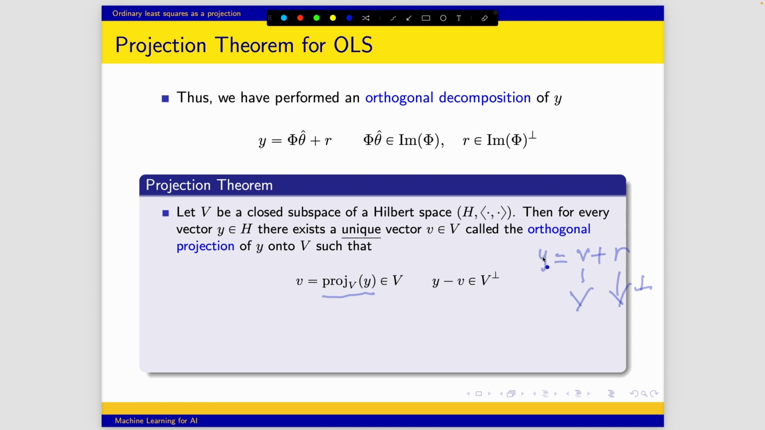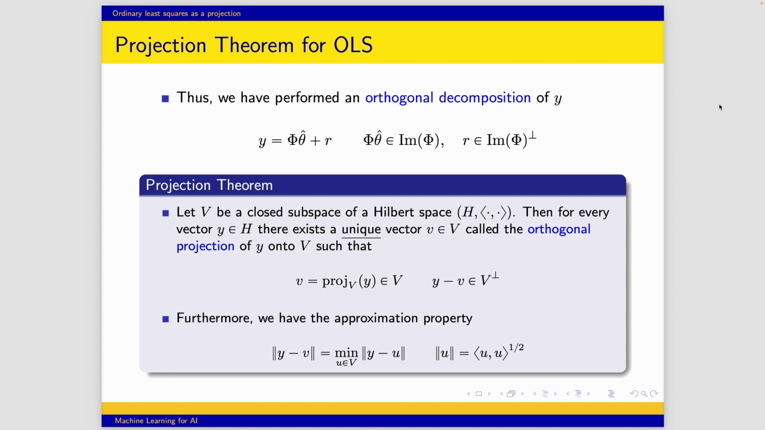And I can take any vector y in H, and I can write it like this, as a term in V plus a term in the orthogonal complement of V. And we call this an orthogonal decomposition of y, and technically it's an orthogonal decomposition of the space H.